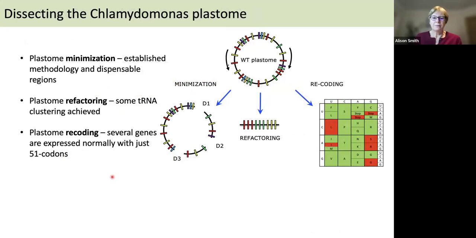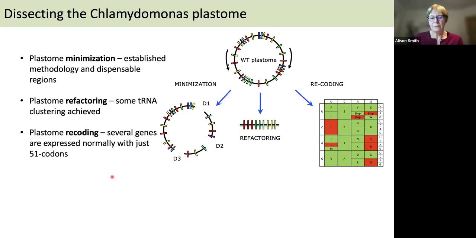So what we've managed to do is to establish a methodology that enables us to do minimization of the plastome. And this has enabled us to identify the dispensable regions, so that we're pretty certain we know what's needed and what's not needed. We've done some plastome refactoring with the tRNA genes. We have started with the photosynthetic complexes, but haven't got the data to show you that yet.